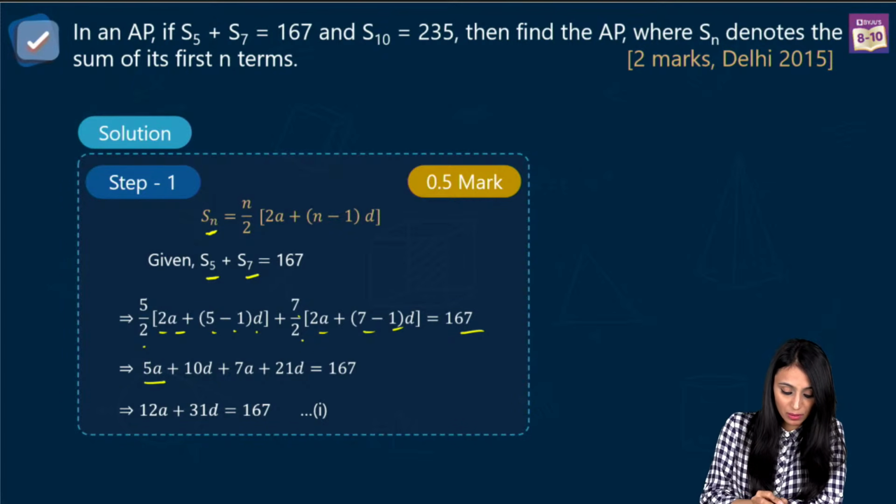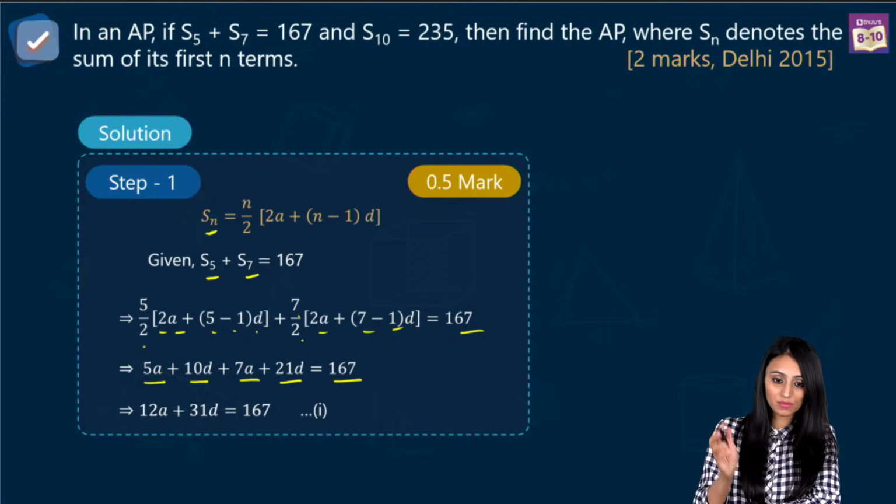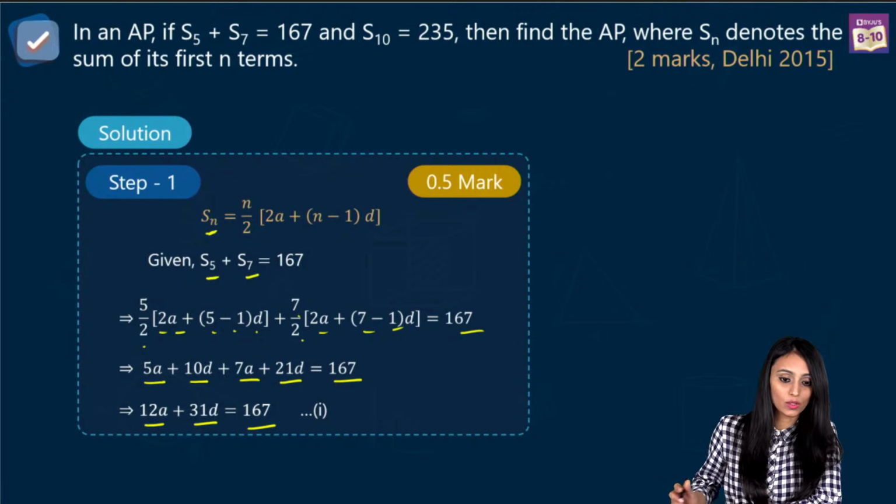What do you get? You have 5a plus 10d plus 7a plus 21d equal to 167. Add the like terms up. You have 12a plus 31d equal to 167.